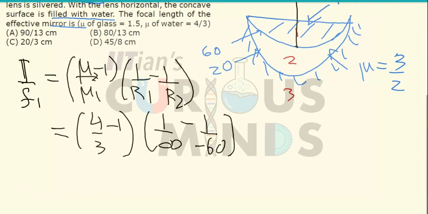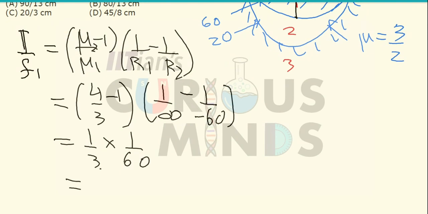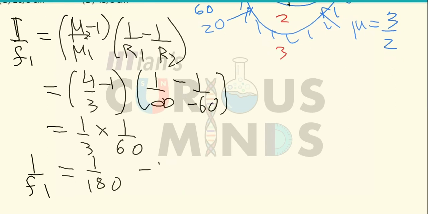So first of all, this will be equal to 1 by 3. 1 by infinity will be 0, and negative negative will be positive, so it will be equal to positive 1 by 60, which will be equal to 1 by 180. This is the first focal length, 1 by f1. Let this be equation number 1.